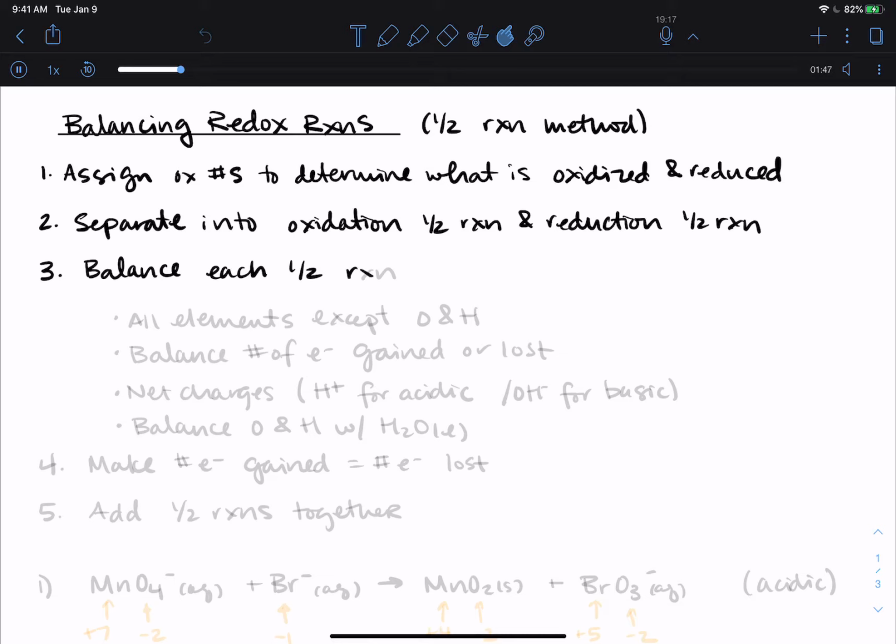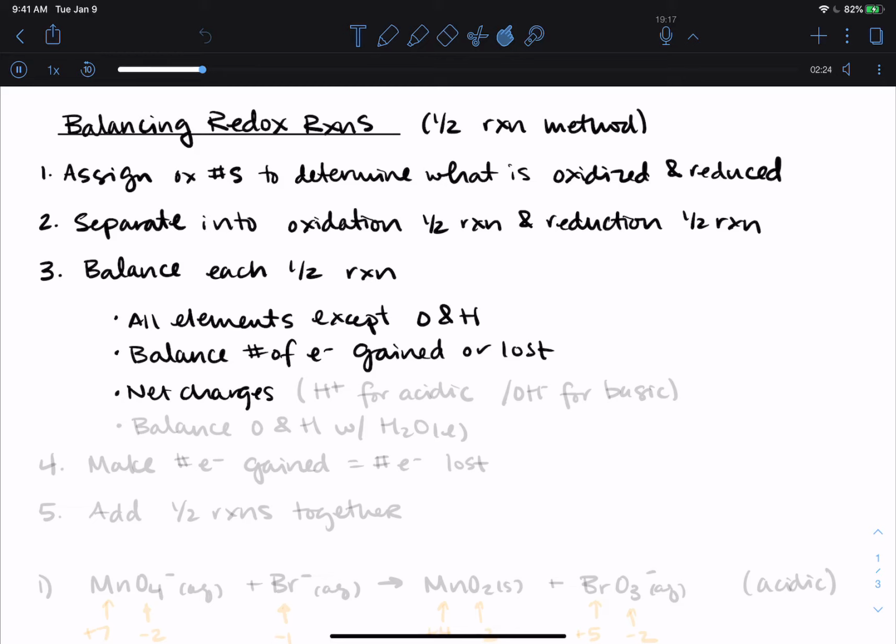So balance each half reaction, and you should do this in a specific order. So first you balance all elements except oxygen and hydrogen. Then you will balance the number of electrons gained or lost. You'll balance the net charges.